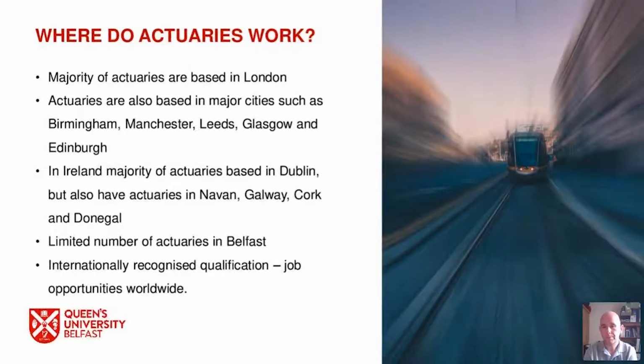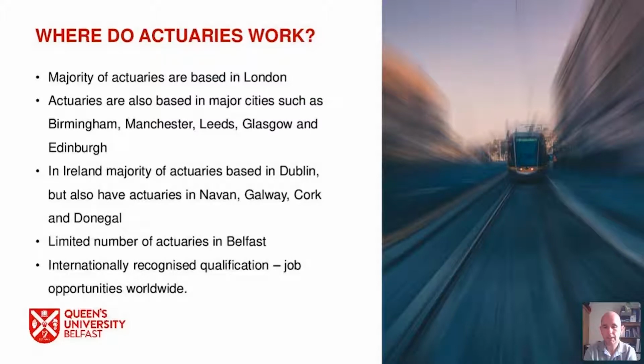Where do actuaries work? Actuaries work in any major city in the UK and Ireland. There's thousands of actuaries in London. It's the main financial centre in the world, so of course there's going to be thousands of actuaries, but there's also actuaries in major cities in the UK. So we have actuaries in Birmingham, Manchester, Liverpool, Leeds, Glasgow, Edinburgh, Stirling in the north of Scotland. In Ireland, there's about 1,000 to 1,200 actuaries based in Dublin. So Dublin is a huge financial centre. It's not as big as London, but it's certainly very big.